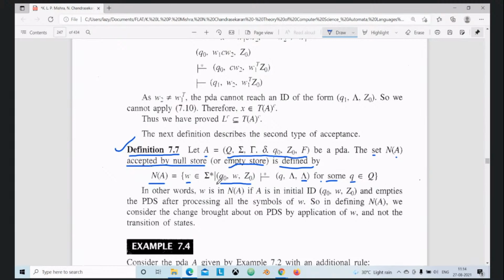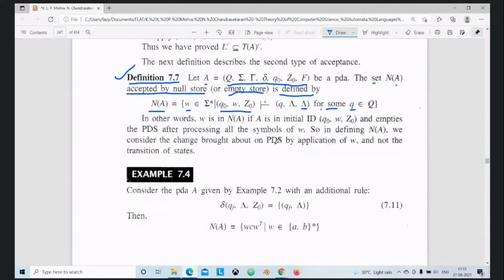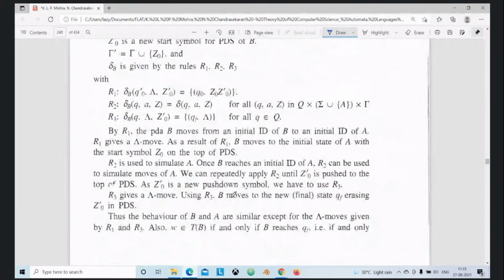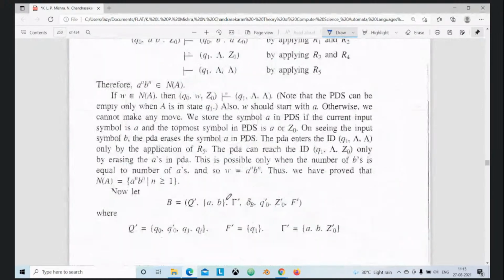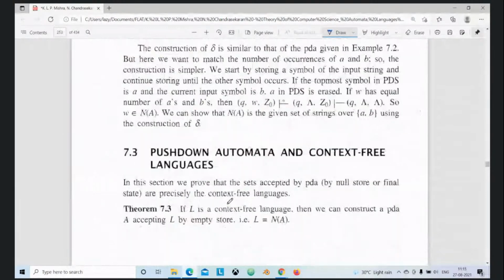So this will be a slight variation, nothing else. All things will remain the same, but the only thing we have to add at the end is that we have to remove the top of the stack as well. So we have to make it empty. That is another definition. And let me show you another variant of this PDA, that is NPDA. Let me show you one example.